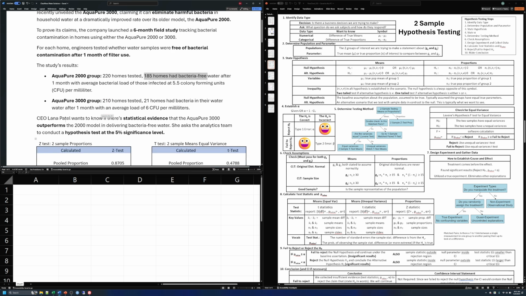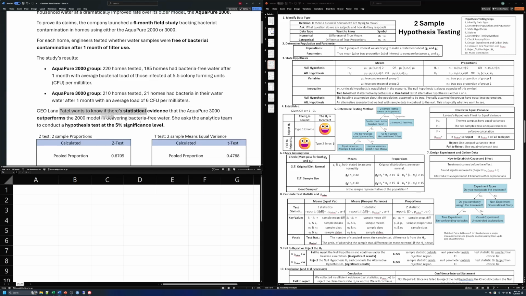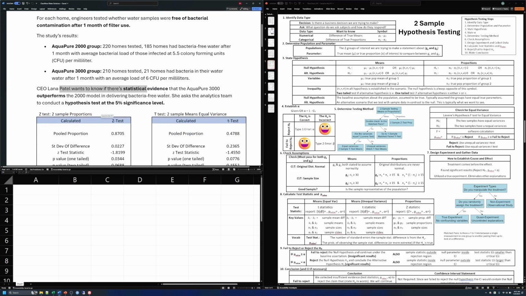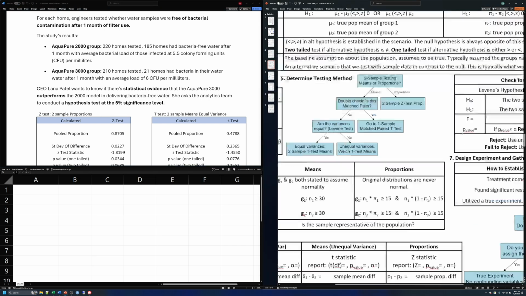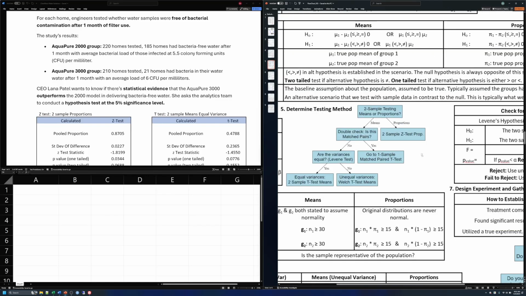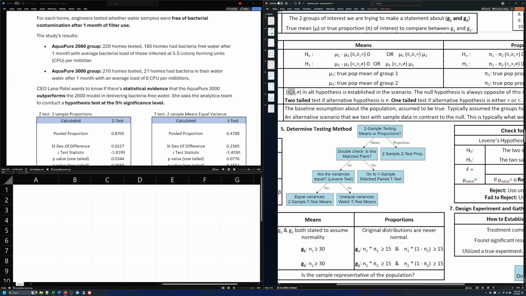So here, when it says that Lana Patel wants to know if there's statistical evidence that the AquaPure 3000 outperforms in delivering what? Bacteria-free water. Okay, so we know that we're interested and we can key off of that categorical data. So when we look at our hypotheses, we know that we're dealing with proportions, and we know that we're going to have pi 1 minus pi 2, and we've got to figure out our inequality over here. Let's zoom in just a little bit. And we know that the inequality in the alternative hypothesis is established in this scenario, and the null hypothesis is always the opposite of what the alternative hypothesis is.